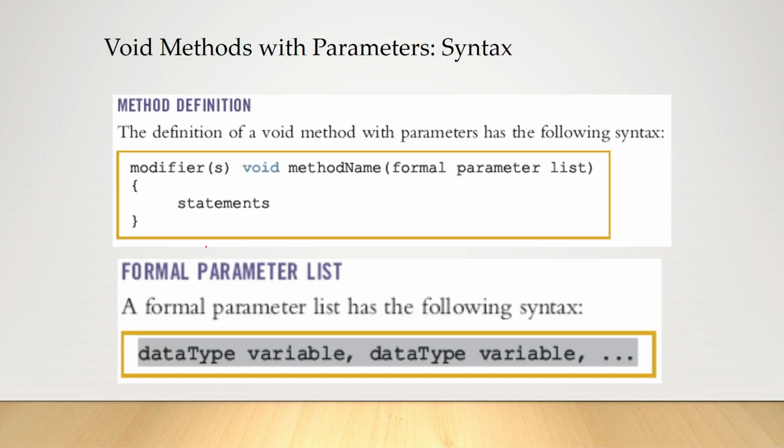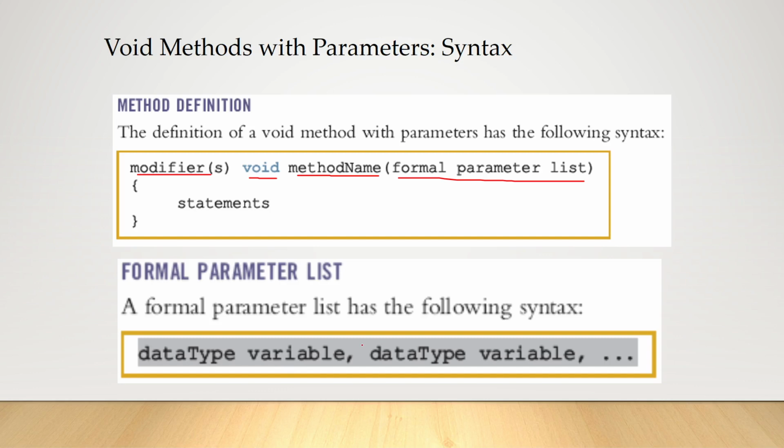This is the syntax for void methods with parameters. We have the modifiers like public, private, static, and the void keyword is used, followed by the method name and a pair of parentheses. Inside the parentheses is your formal parameter list. Again, in the formal parameter list, you must have the data type and the variable.